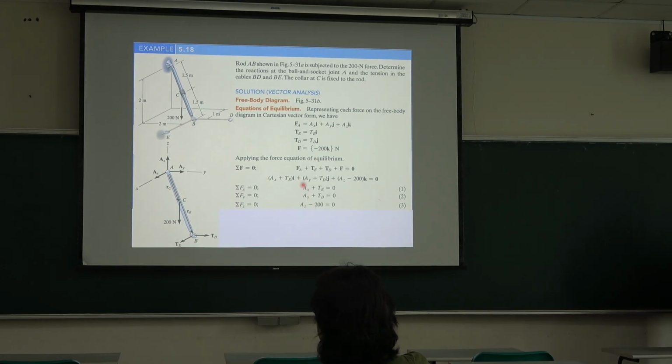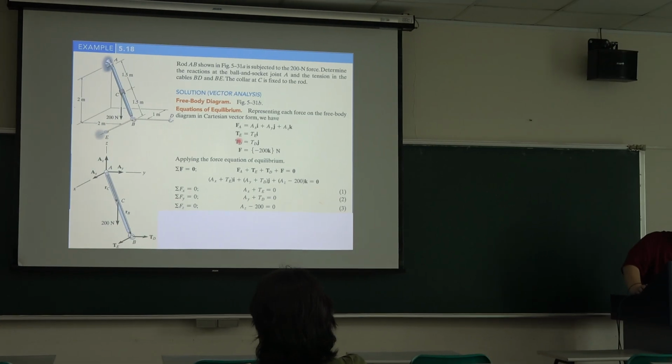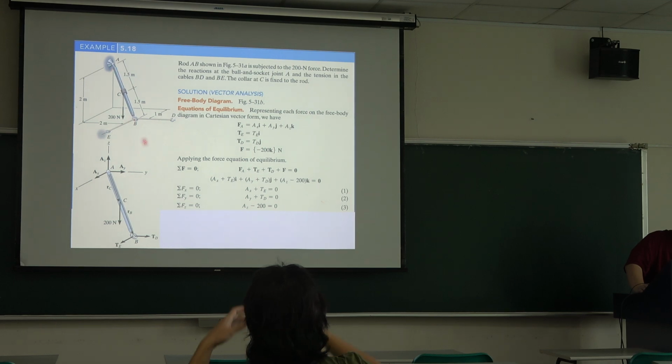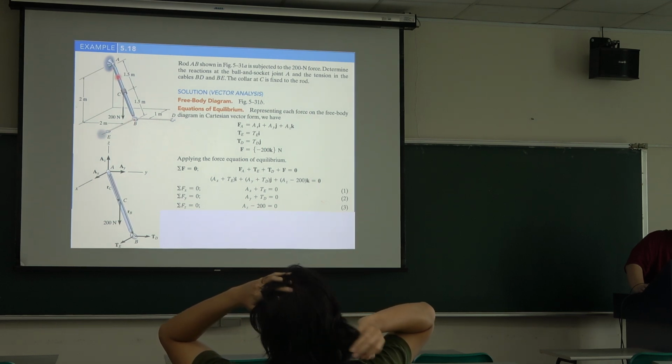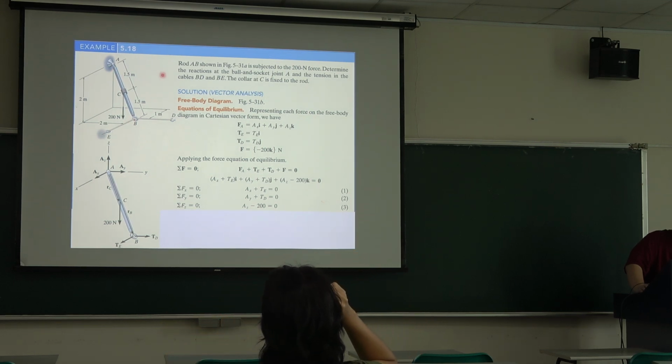Today we start from this example. The load AB here in this figure is supported by the 200 Newton force. Determine the reactions at the bolt and the socket joint at the point A, and the tension in the cables BD and BE. The collar at C is fixed to the load. Okay, so we can draw the free body diagram first.